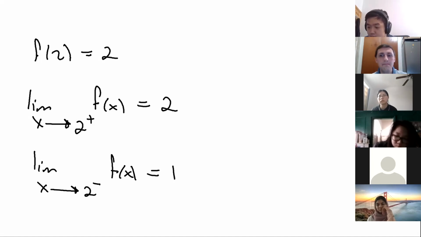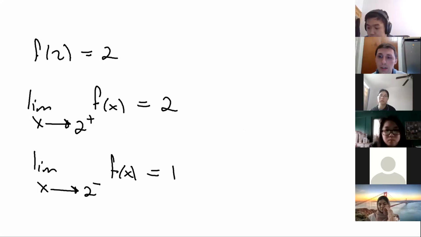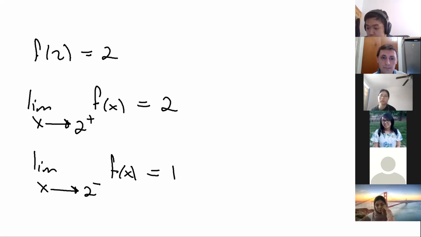The answer is 1. So that means that the function is not, look at it, it should have been equal to 2. So the function is not left continuous, right? The limit at the left fails us.